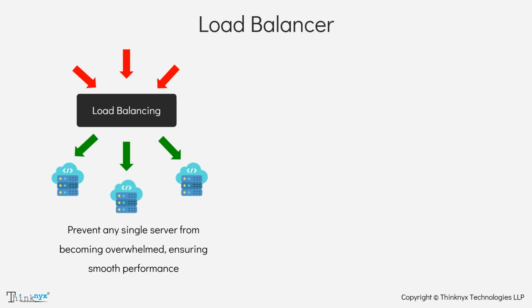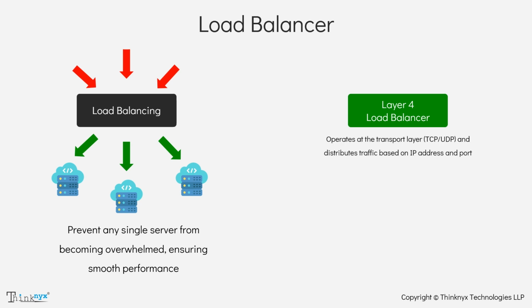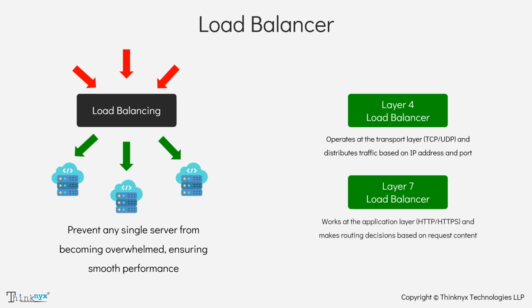Here are a few types of load balancers. A Layer 4 load balancer operates at the transport layer, TCP and UDP, and distributes traffic based on IP addresses and ports. A Layer 7 load balancer works at the application layer, HTTP and HTTPS, and makes routing decisions based on request content.